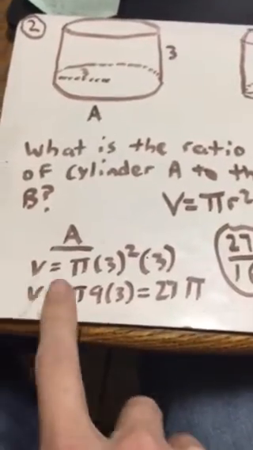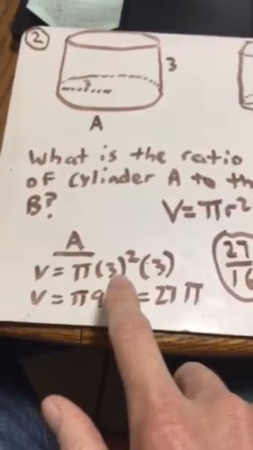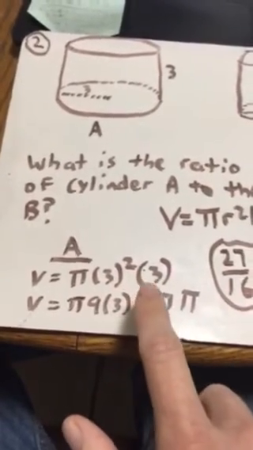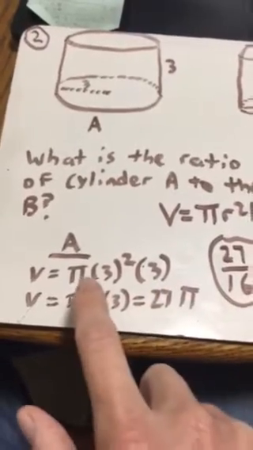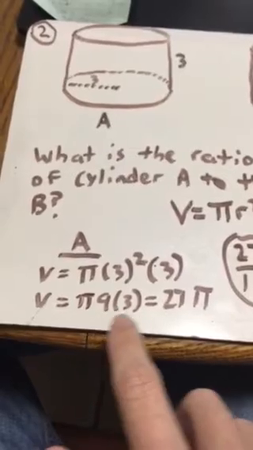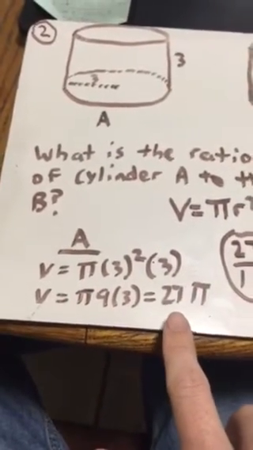So I just simply plug in my information here. I have volume equals pi radius squared times height. In this case, the radius is 3, so 3 squared. The height is also 3, so I put the 3 there. So volume equals pi times 3 squared times 3, meaning that volume equals pi times 9 times 3, and finally the volume equals 27 pi. Alright, so that's the volume of cylinder A.